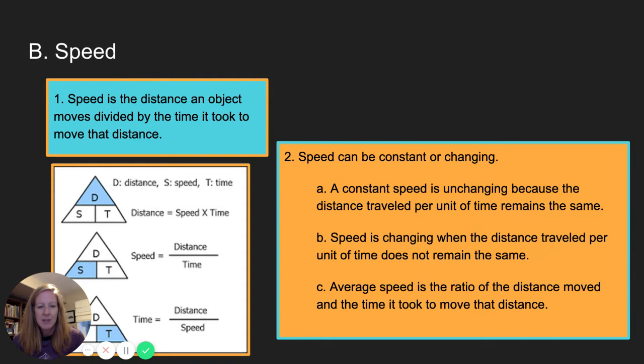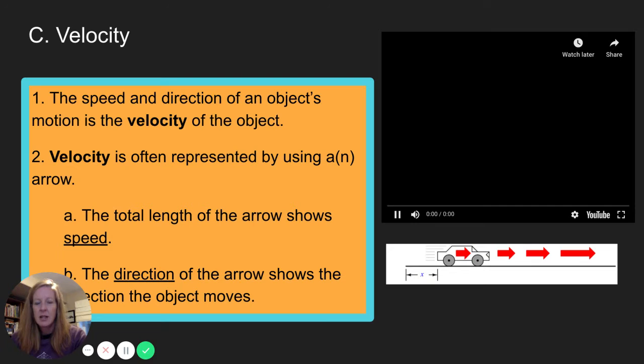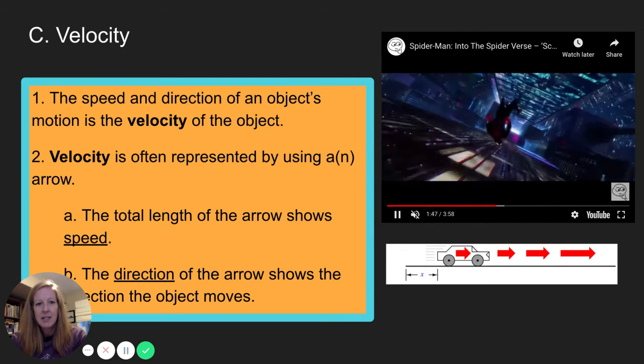So when we talk about average speed, the average speed isn't the speed right there at the end or sometime in the middle of your run. The average speed is the overall time it took you to complete that distance. Okay, so that's called your average speed. Okay, velocity is slightly different.